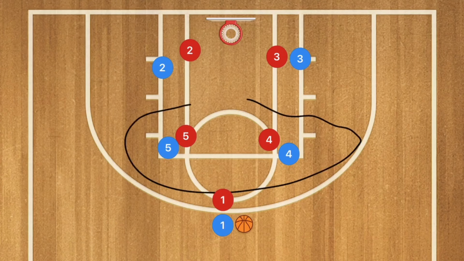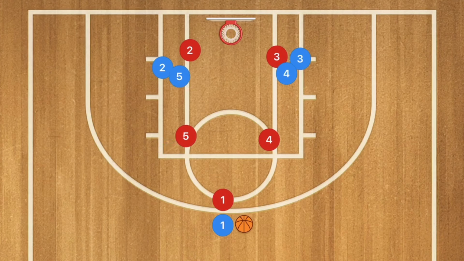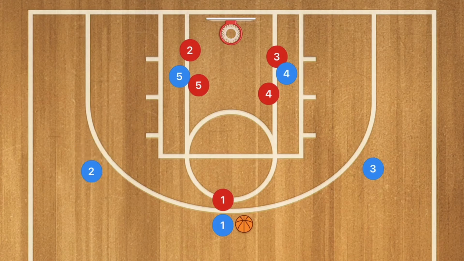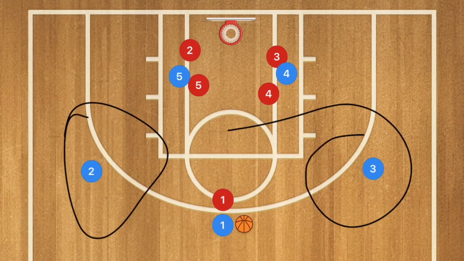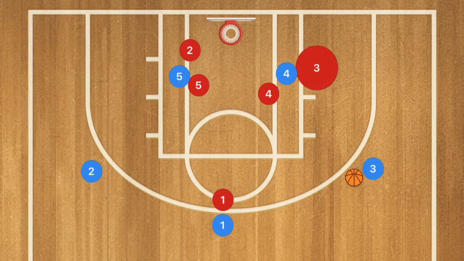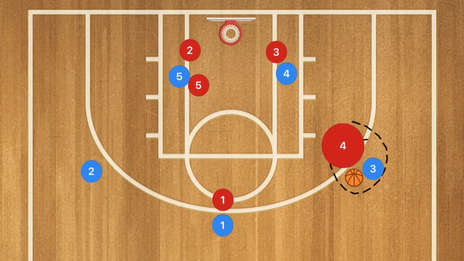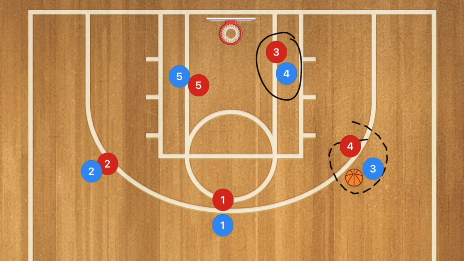So in this first play, we're going to start with our post players up top, and they're going to be screening down for players 3 and 2. Players 3 and 2 are going to pop up, and one of those two players should be open. Let's say player 3 was open and they switched while the other side didn't switch. Well, now what's going to happen is player 4 and 3, that's going to be most likely a mismatch. So you're going to try your best to get player 4 the ball into the basket.